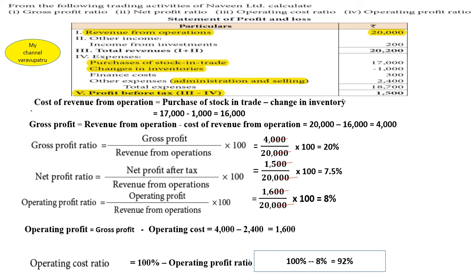So if you practice well, you can definitely get a centum. Accounts is very easy compared with the other subjects.